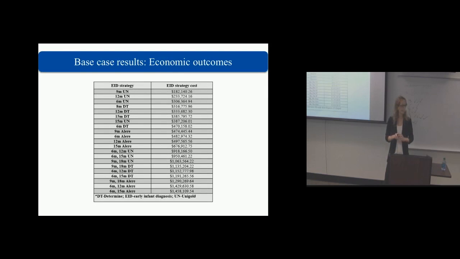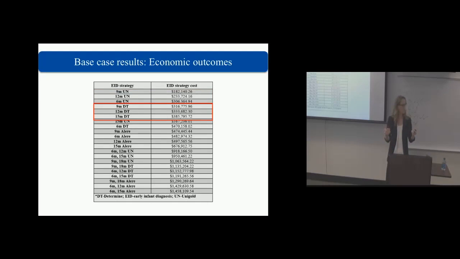So here are our 21 strategies on the left-hand side. They are ranked in this column from lowest costing strategy to highest costing strategy. Remember, these are 10,000 kids. So, for example, the lowest costing strategy was a 9-month Unigol. Among 10,000 kids, it cost $182,000 to test all those kids throughout that 18-month period. Now, the 3 lowest costing strategies were Unigol, either conducted at 9 months, 12 months, or 6 months. This was because it didn't produce as many false positives, so you didn't have to do unnecessary PCR follow-up. The next were determined at 9 months, 12 months, and 15 months.